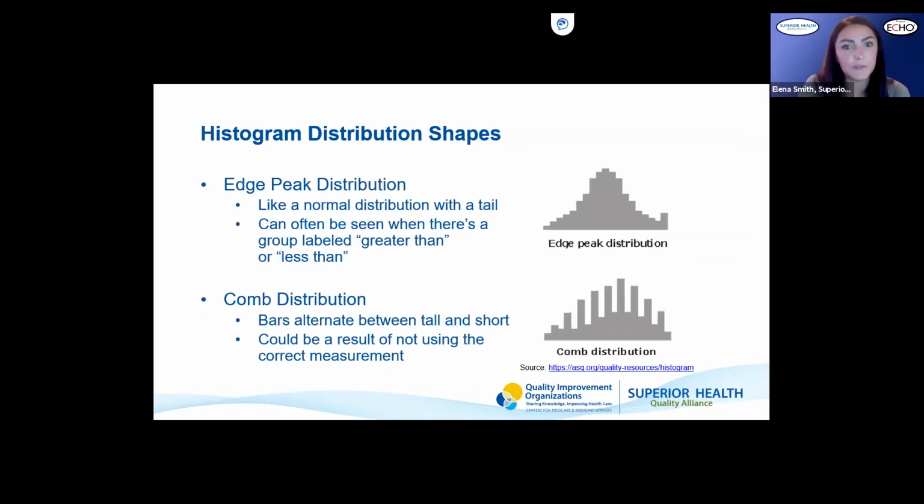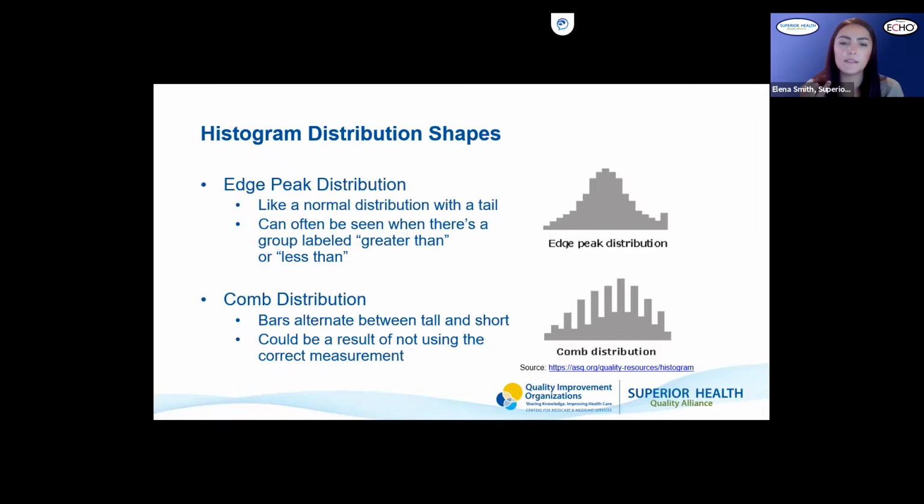The last two distribution shapes for histograms are an edge peak distribution, and this is like a normal distribution with a tail. You see that bell-shaped curve, but then over on that right-hand side, there is a little bump at the end. This can often be seen when there's a group labeled greater than or less than in the data you're looking at. In this edge peak distribution over here on the right, that has that bump on the right, that one would have that greater than option.